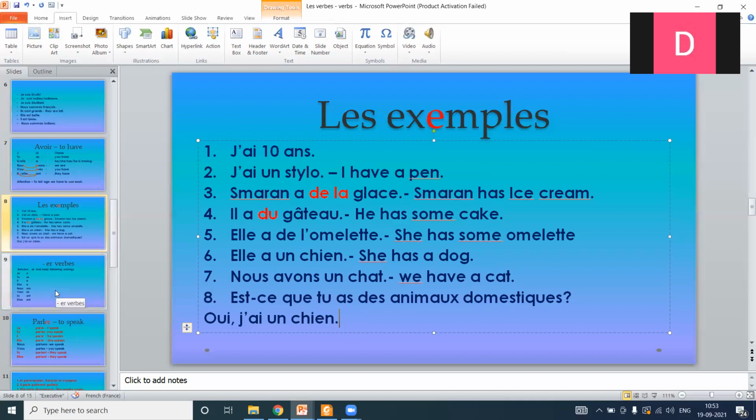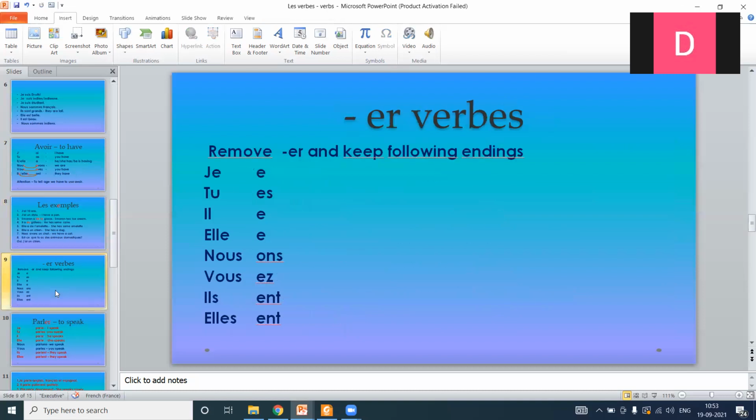Okay. Next one, we are entering into the ER verbs. ER verbs, okay. And see, ER verbs are the first group of verbs we are entering. So, for the first group of verbs, we need to remove ER and keep the following endings. Yes, maximum verbs, 80% of the verbs are ER verbs only, Druti. See, E, ES, E, E, ONS, EZ, ENT, ENT. Okay? Do you see, Druti? Yes, ma'am. Oh, no doubt, no?